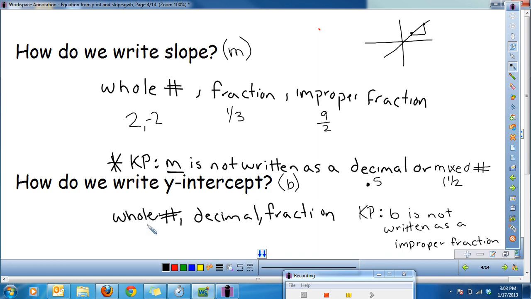Y-intercept's a little bit different. We can write it as a whole number, so again, like a 2. We can write this as a decimal, like 0.5. And we can write this as a fraction, like 1/3. You do not want to write improper fractions for the y-intercept or mixed numbers.